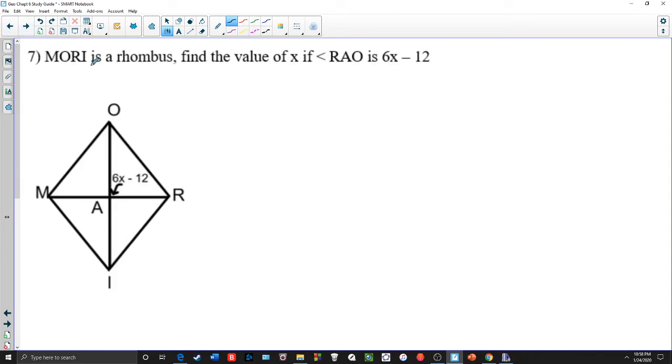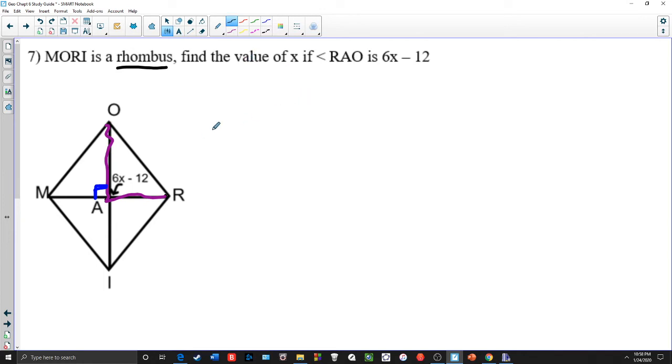So here we have a rhombus, a little bit of a change of pace. Find the value of x if RAO, so that's that angle right there, is 6x minus 12. That's part of the diagonals. One thing you need to know for a rhombus is that the diagonals are going to be perpendicular to each other, which means the diagonals make nice right angles. And you should know that a right angle is worth 90 degrees.